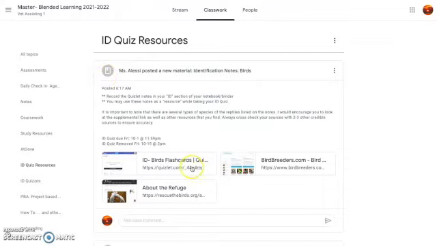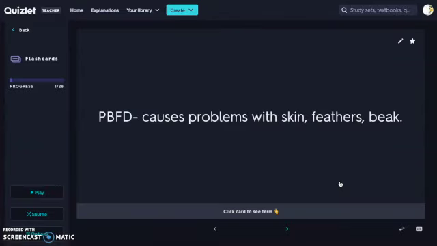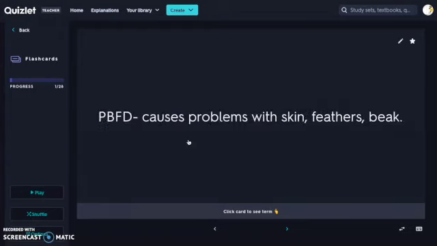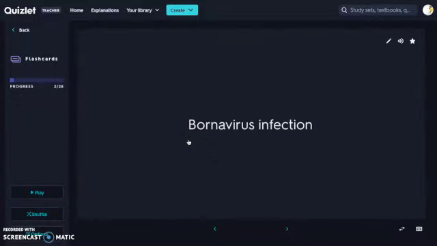So go back, click on my Quizlet link, and then I'm going to go full screen. The first thing we're going to talk about is psittacine beak and feather disease. We're going to see this as an acronym when we're looking at our bird species. So it's PBFD, and this is going to cause problems with the skin, feathers, and beak of my animals, specifically looking at my psittacines. And then we've got bornavirus infection.